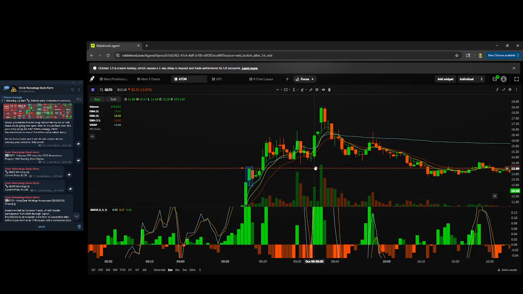If it had come down and actually tested support, I would have been just slightly red. So if it had actually broke this initial support line that I drew, I would have been out, no question, for a small loss, right? But this was a really good play.